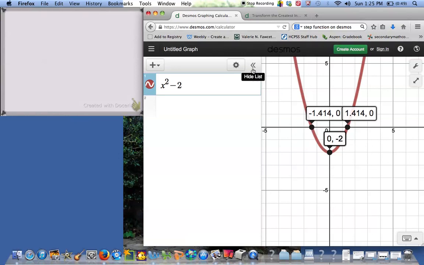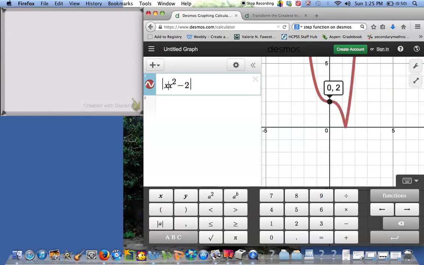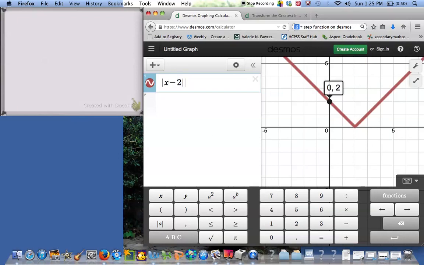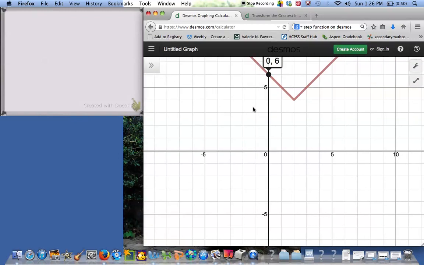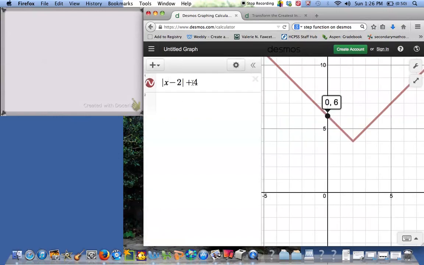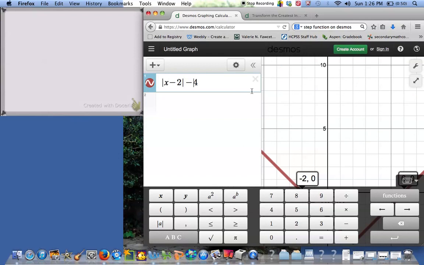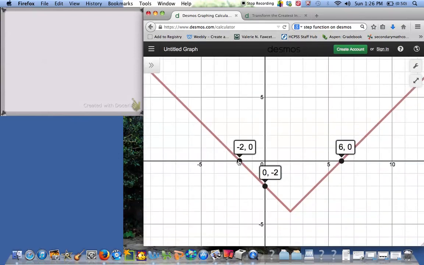So it is possible for a function not to have any zeros. If we look at this absolute value graph of x minus 2 plus 4, you see that this curve never touches the x-axis. So this is a situation where there are no zeros. Now if we change it to -4, that's going to shift the curve down, and now there are two zeros. One is at the point -2, 0, and the other is at the point 6, 0.